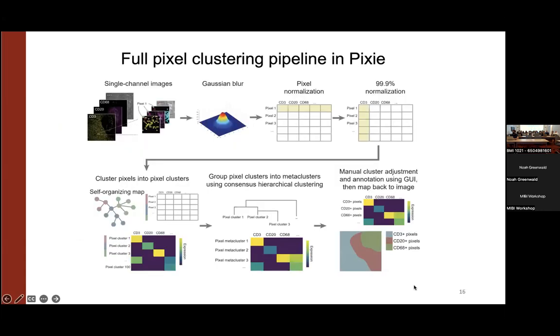Okay, so this is the full clustering pipeline in Pixie. So Pixie includes not only just the clustering steps, but all of the pre-processing steps as well. So I'm going to be talking about each of these steps in a little bit more detail.